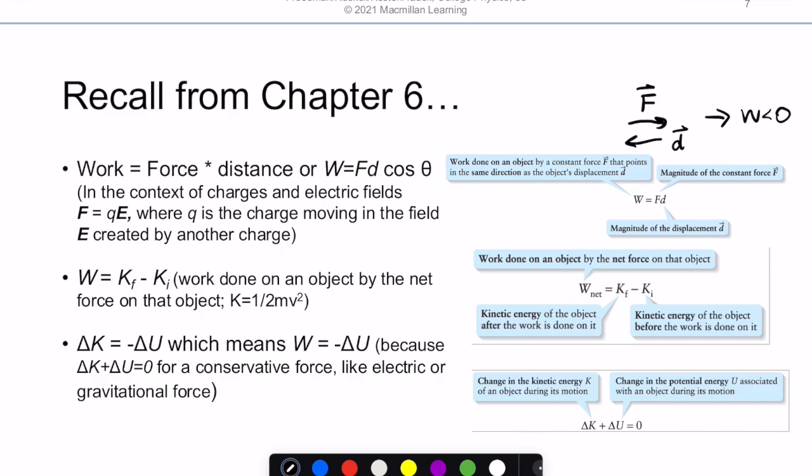Okay, so recall that's how you define work in terms of a force and a distance. And so, well, what force are we going to be talking about here in this chapter, chapter 17? We're going to be talking about F equals QE, right? The force that a particle feels in an electric field, or the force that a particle feels when it's near another particle. So we would substitute QE into F, and we'll be doing that.